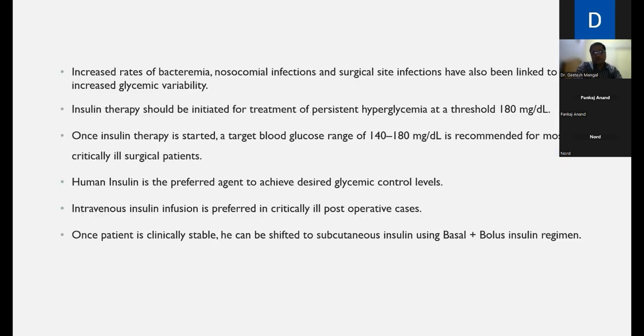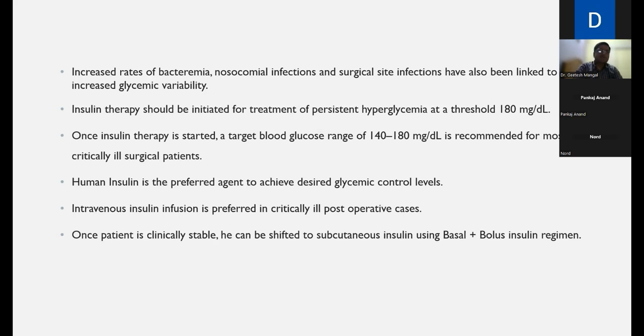For insulin therapy, when should it be initiated? In critically ill patients, we use only short-acting insulins. Human insulin is the preferred agent for achieving glycemic control. Oral drugs are not used and not advisable. The threshold at which treatment should be initiated is 180 milligram per deciliter, and the target is 140 to 180.